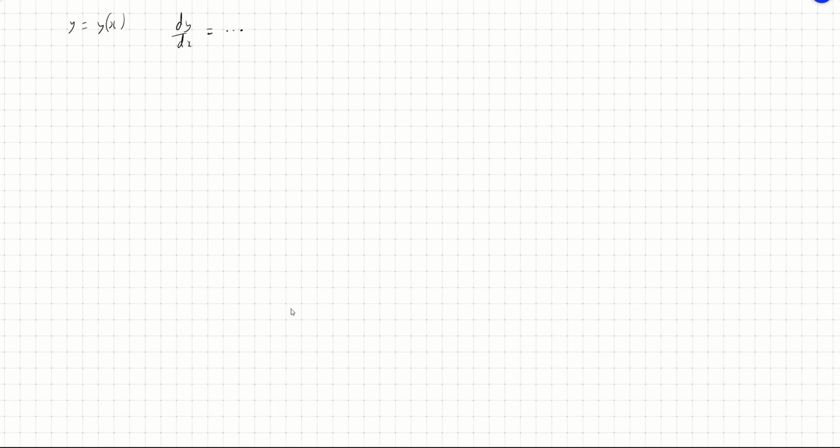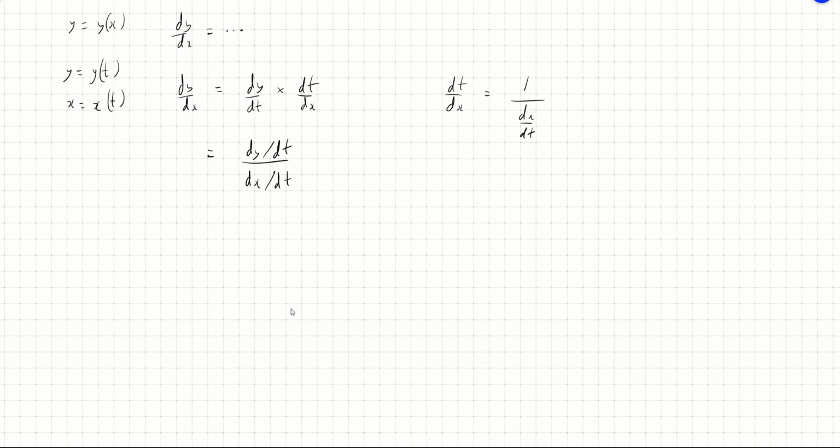With parametric functions, rather than having y defined in terms of x, we have y and x both defined in terms of a separate parameter. So y is given as a function of t, and x is given as a function of t. Now to work out dy by dx, we can't do this directly because we don't know y in terms of x, but we do know y in terms of t and x in terms of t. So we can use the chain rule to say that dy by dx is dy by dt multiplied by dt by dx, and then use the fact that dt by dx is 1 over dx by dt, to rewrite this as dy by dt divided by dx by dt. So this is the first derivative for parametric functions: dy by dx is dy by dt divided by dx by dt, which just follows from the chain rule.